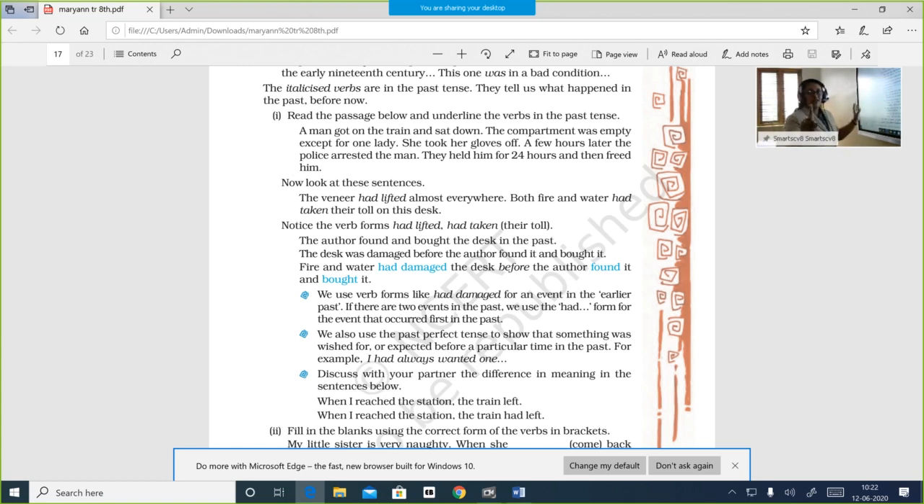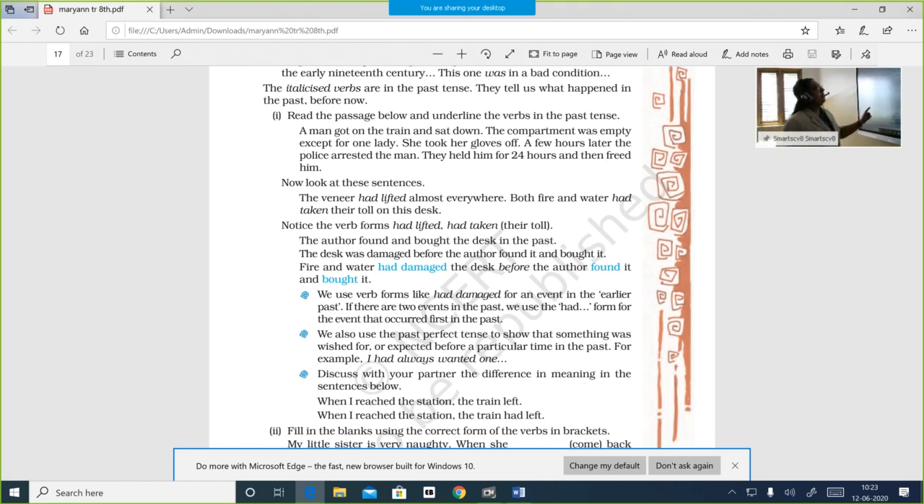Let's find out the first action. Out of the two actions given, the first action takes the past perfect tense. Now look at these sentences from the textbook. Intelligently they have linked this grammar part to the textbook lesson. So you have already read this. The veneer had lifted almost everywhere. Underline had lifted. That is the past perfect form. The past tense is lifted and the past perfect form is had lifted.